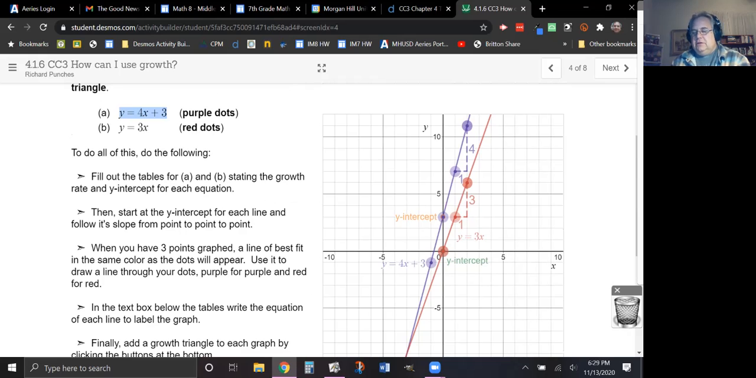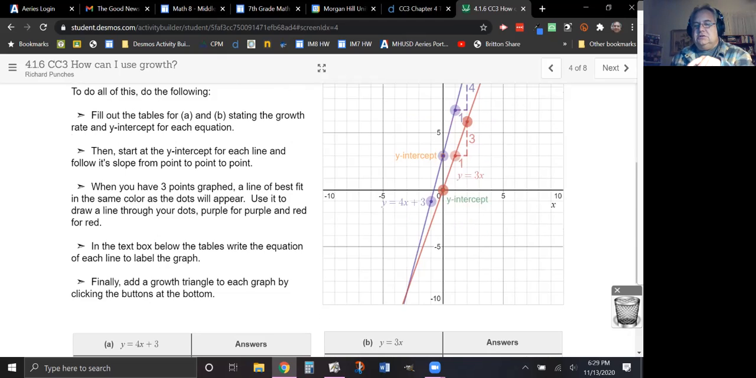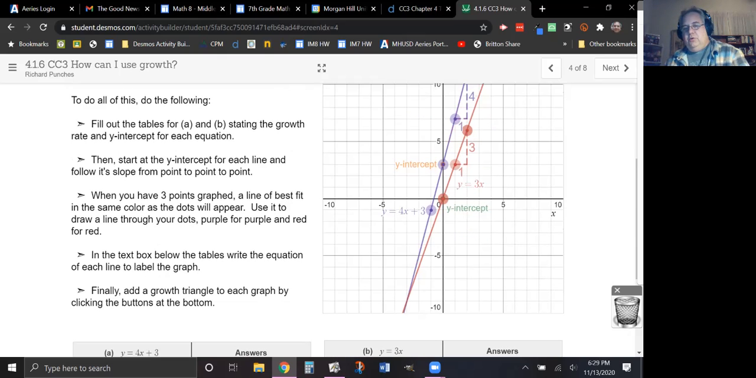Now the next purpose of this, not only am I teaching you how to graph fast, but we are going to be using this to do something called solving a system of equations. The solution to a system of equations is where 2 lines would intersect each other. And you can see these purple and red lines are coming down. Somewhere down here they meet, right about here.